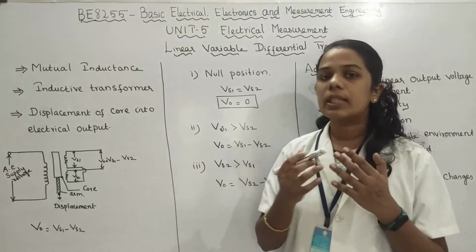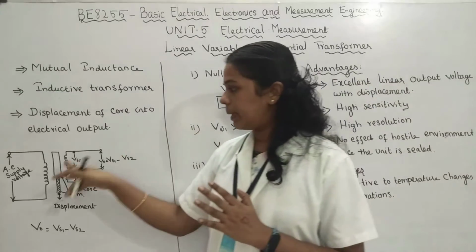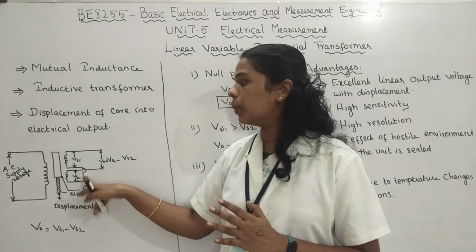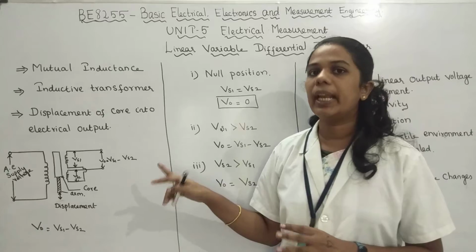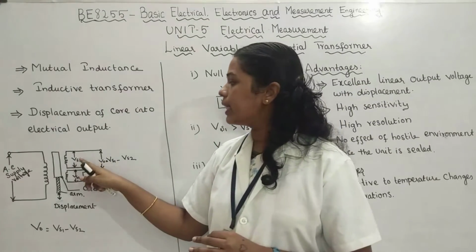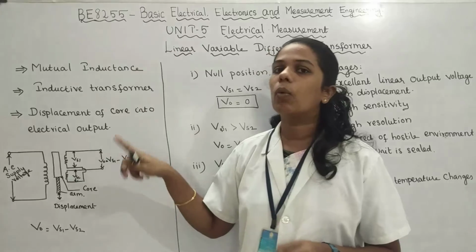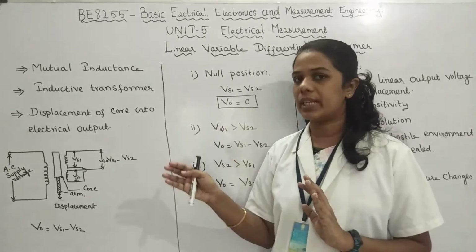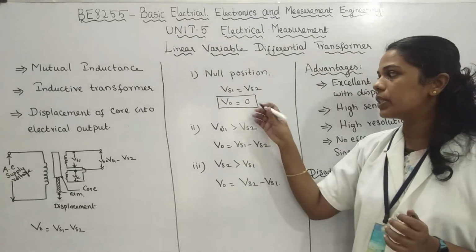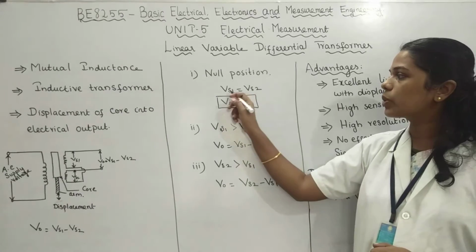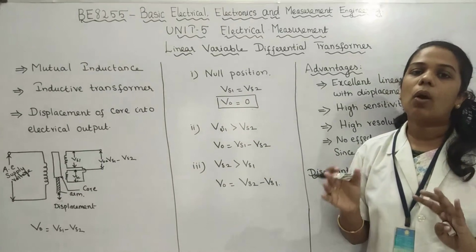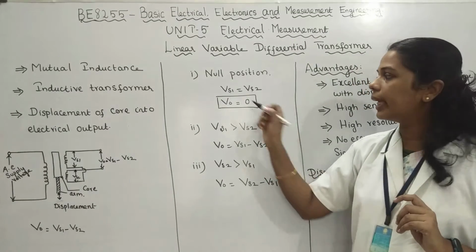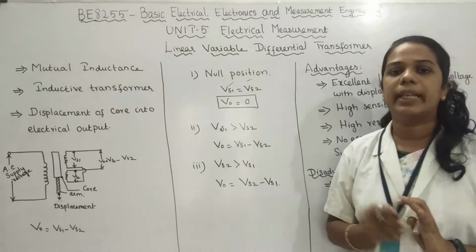Do you understand? First, the core is placed symmetrically for both secondary windings S1 and S2. That position is called the null position. In that position, the voltage produced in the secondary winding S1 and the voltage produced in the secondary winding S2 are equal, that means VS1 equal to VS2. We know the total output voltage is the difference between the voltages produced in both secondary windings. Here the voltages are equal, so the output voltage is 0.